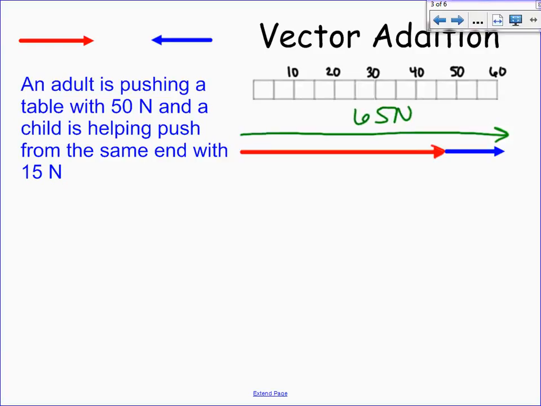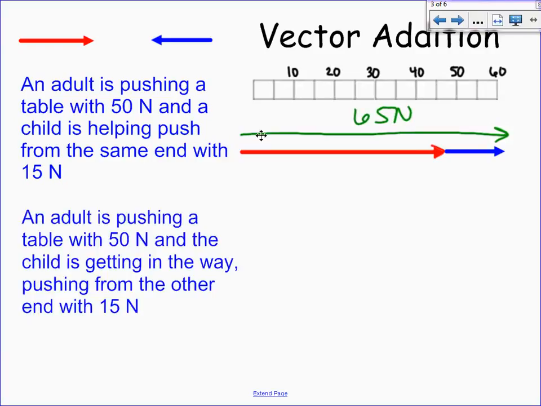Let's look at a different situation. Now, the same situation, an adult and a child, but notice the adult is pushing a table of 50 newtons and the child is getting in the way, pushing from the other end with 15 newtons.